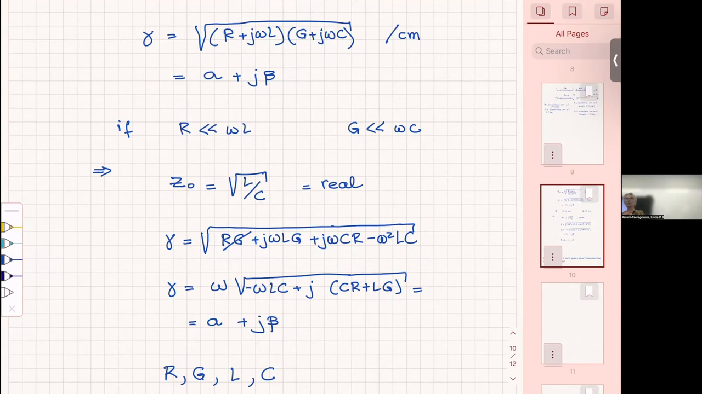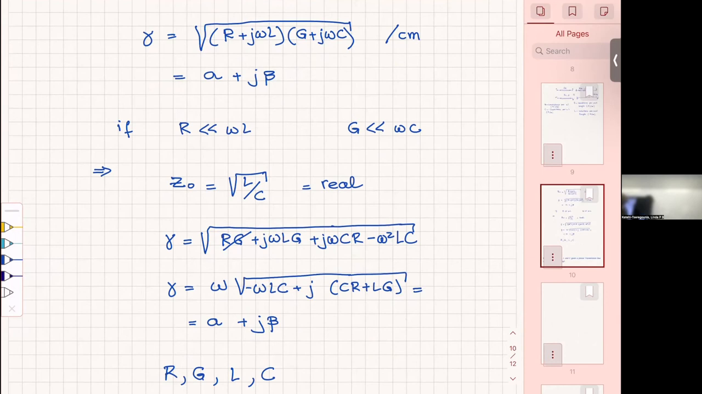Otherwise, we'd be in great trouble because our Z naught would change with frequency. There is nothing worse than having that in your design. So at least we are good here. Of course, this one, we still have a real and an imaginary part, and we keep that.